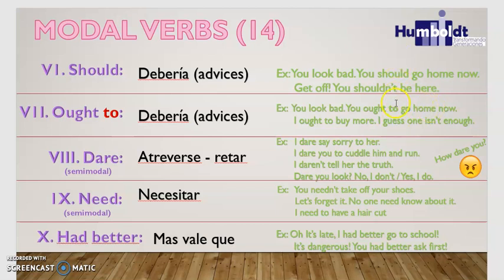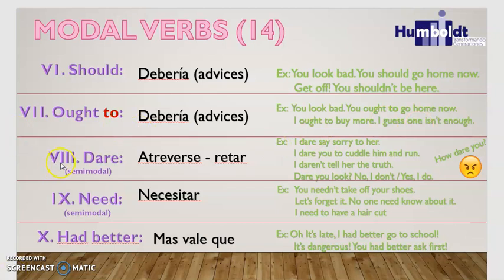The difference with this one, with the other, is that with should, we don't use to. So we say should go, but here we say ought to go. That is the difference, but the meaning is the same. Alright, so we have another example, is I ought to buy more. I guess one isn't enough. Debería comprar más. Creo, supongo que uno no es suficiente.